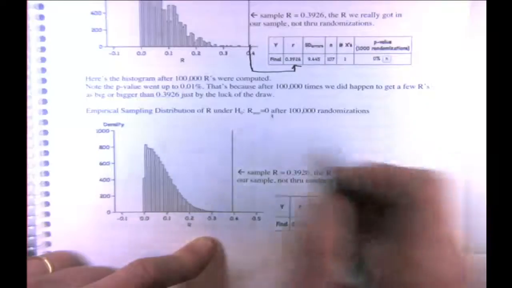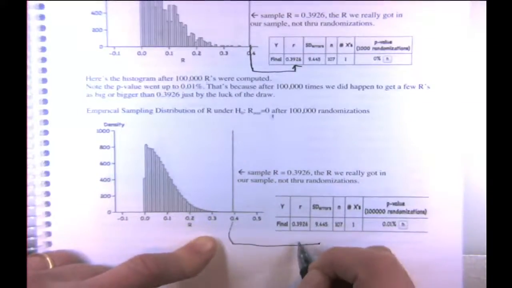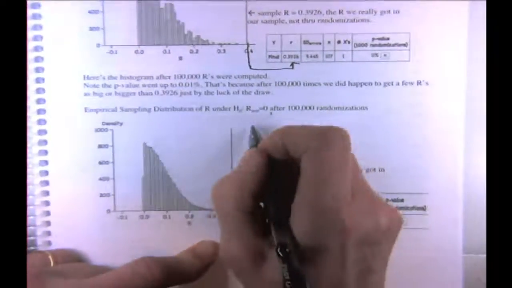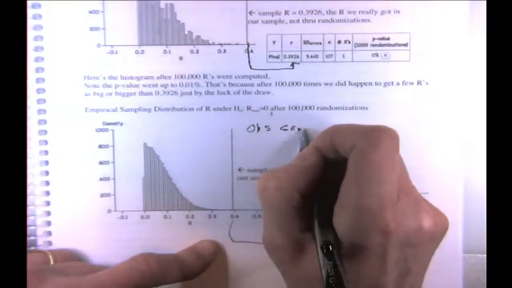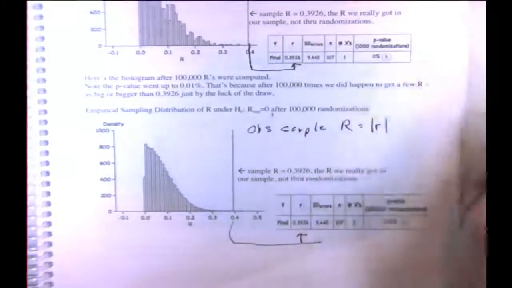So right here again, let's just match it up. And this is what we have right here. It's our observed sample R. Okay, so now let's move on. And R is the same thing as little r, which is equal to the absolute value of little r. Okay, so now let's move on and look at multiple regression.